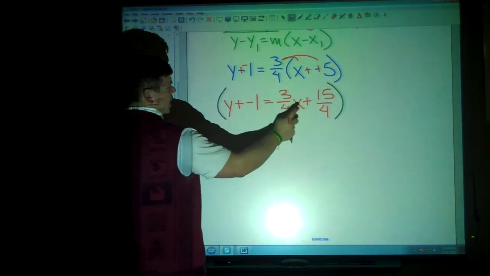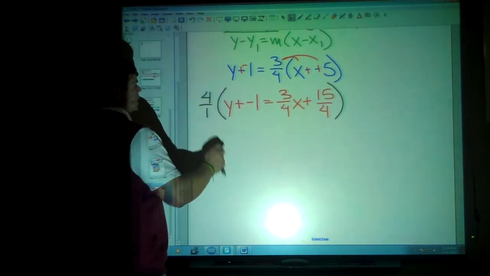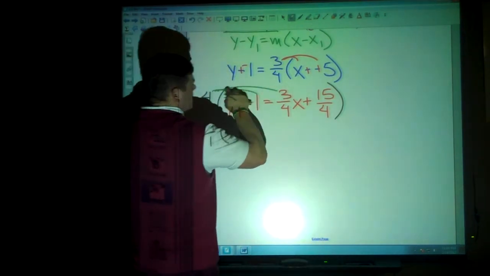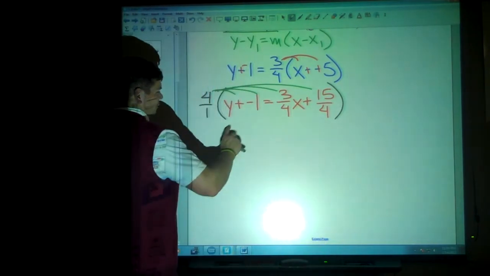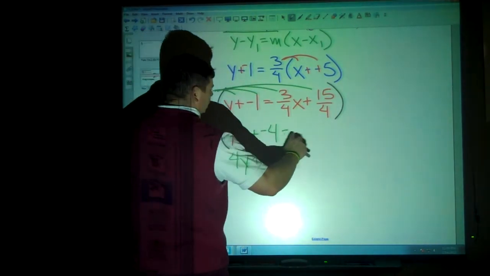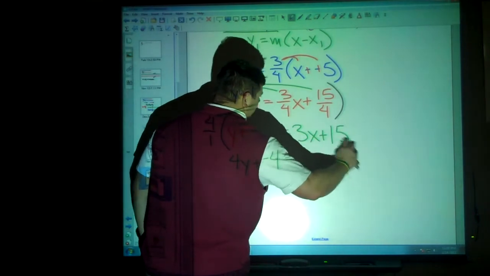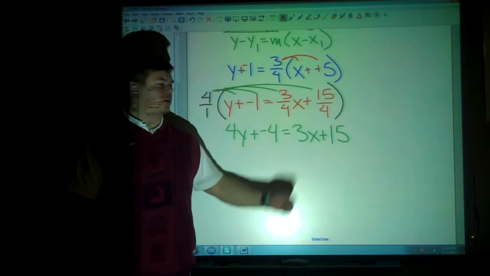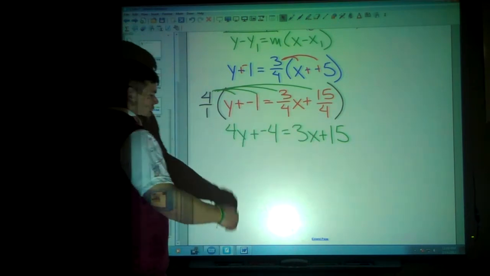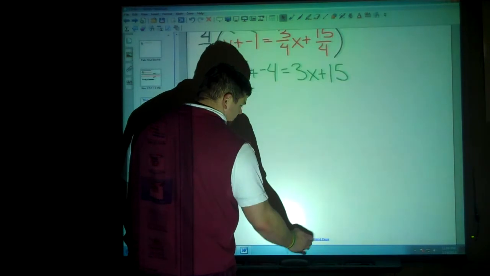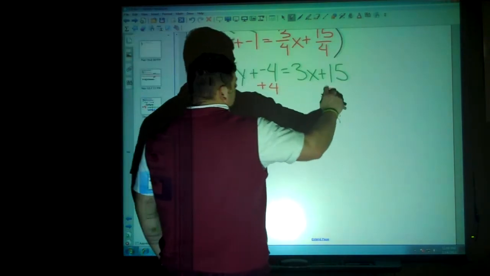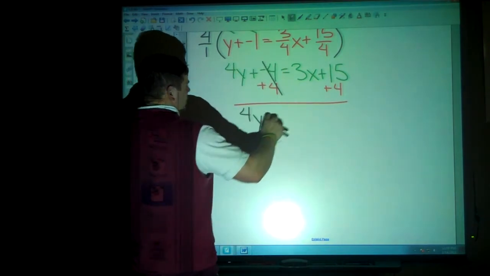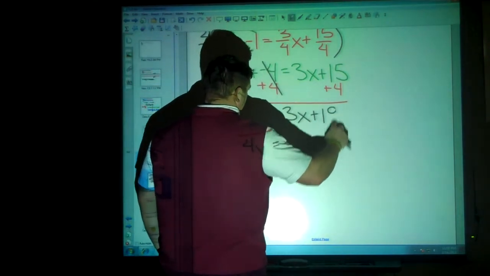Denominator of 1, denominator of 1, denominator of 4, denominator of 4. Sure looks like we could multiply the whole problem by 4. We would want to multiply every piece by 4. So we'd end up with 4y plus negative 4 equals 3x plus 15. Multiplying by 4 wipes out the denominators over there. Now it's just a shuffling game. You get all the x's and y's on one side. Add 4, add 4. You end up with 4y equals 3x plus 19.